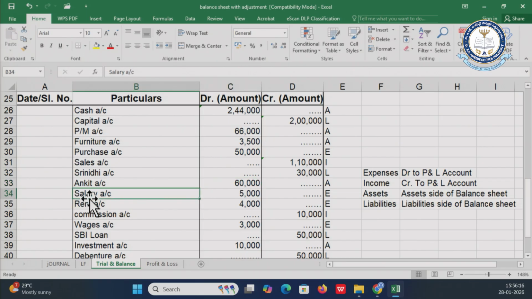Salary is an expense, debtors are assets also, therefore it is debited. Salary is an expense and all expense accounts show debit balance. Rent is an expense, all expense accounts show debit balance. Commission is again a gain. All incomes and gains always show credit balance.